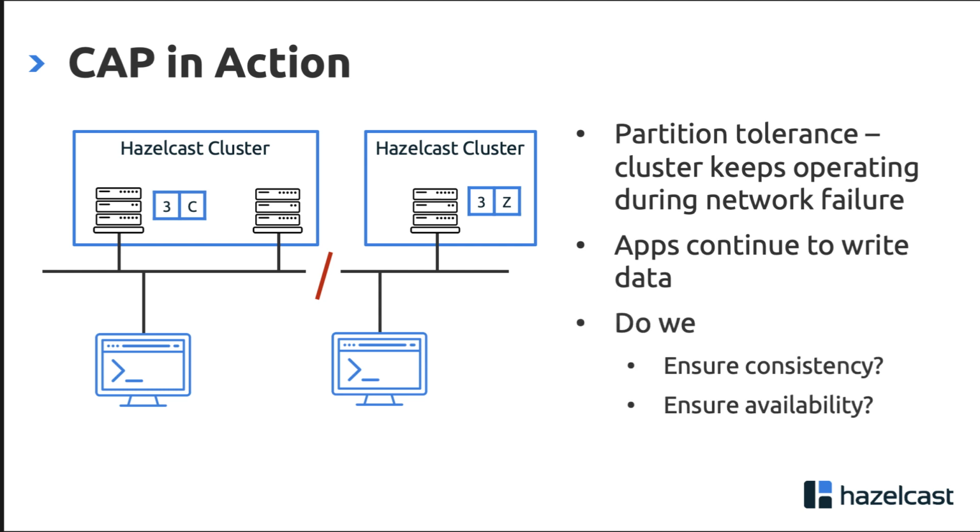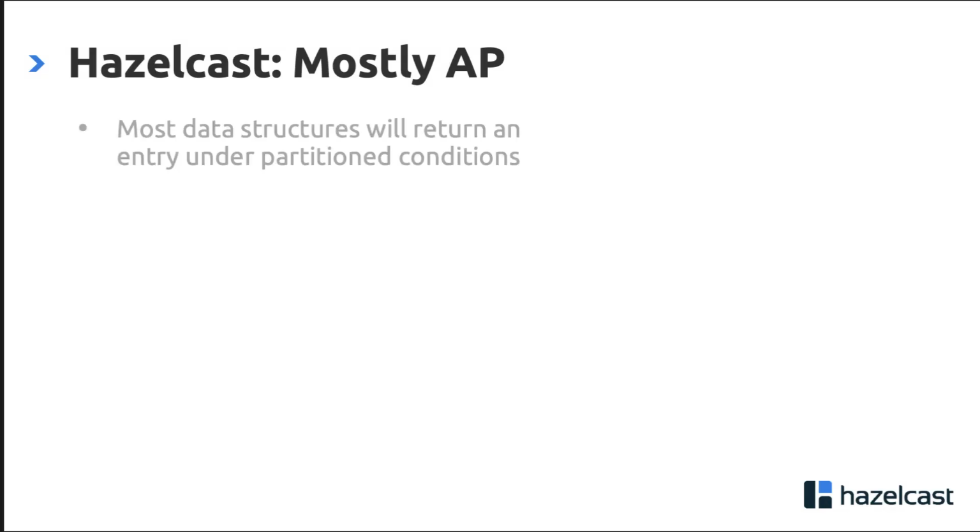So in this case, when a client requests the map entry with the key of 3, what does the cluster do? Does it ensure consistency and return an error, since we cannot ensure that the data is the most up-to-date entry available? Or do we ensure availability and return the entry? The Hazelcast platform is designed primarily around availability. Most data structures will return an entry even if the cluster is partitioned, but there's no guarantee that the entry is the most recent data.